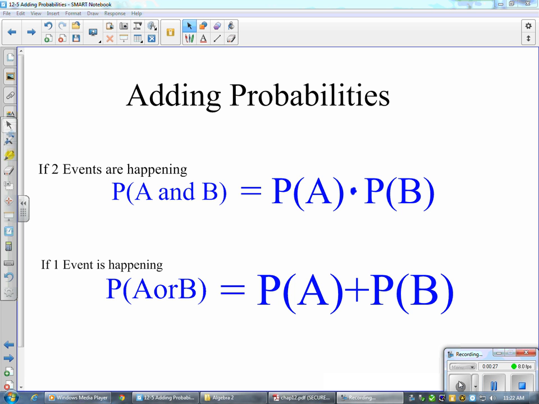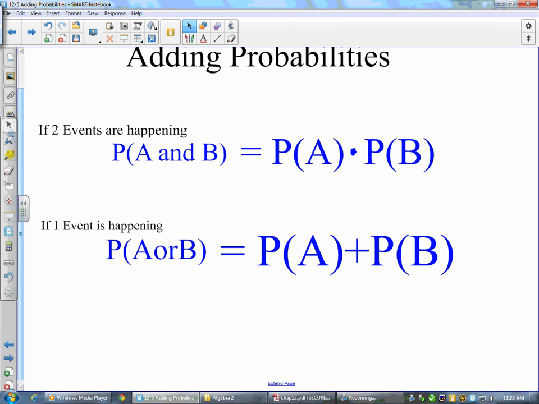Okay, if we get a different word, an "or" word, if the probability of A or B could happen, then we're going to add them together: the probability of A plus the probability of B. So if it's an "and," we're multiplying. If it's an "or," we're going to be adding.